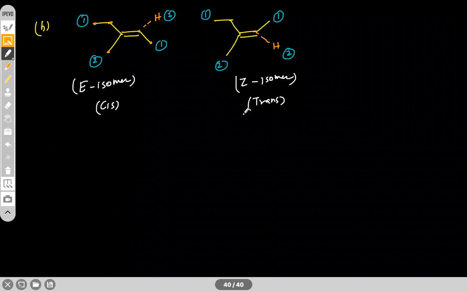But whenever we have more substituted alkene, we consider E and Z terminology, not cis and trans preferably. So I hope you understood this. Fine. Another one you see, one more example we'll see in this.